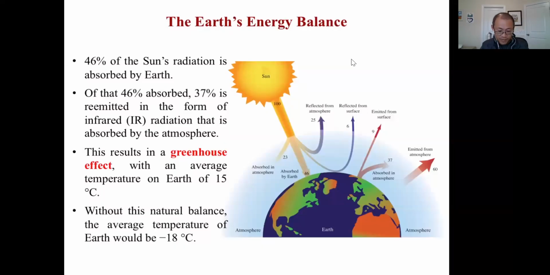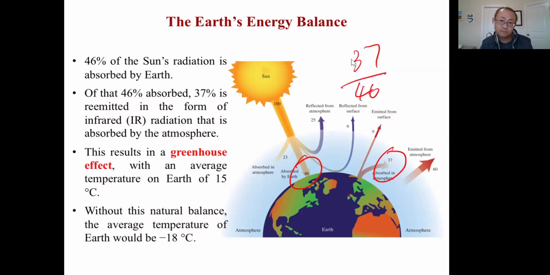Sorry, let's continue. Okay, like we mentioned before, 46% of the radiation from the sun is absorbed by the earth. And the earth will re-emit the energy back to the universe as IR radiation. And 37% out of the 46% of IR radiation is absorbed by the atmosphere. That is the major percentage, 37 out of 46, around 80%, and it is trapped by the atmosphere.